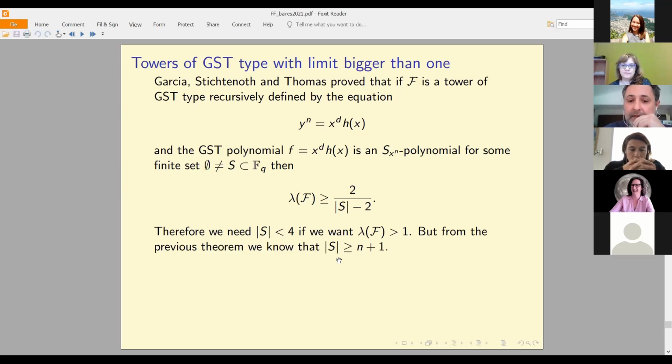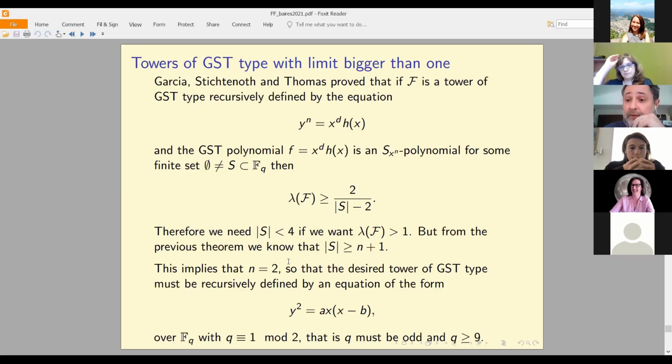But for our results, the set S has to have at least n plus 1 elements. So that means that n has to be equal to 2. With n equal to 1, you don't get a tower. So the only possibility is that n has to be 2. So if you want a tower of Garcia, Stichtenoth, and Thomas good for application in asymptotic problems in coding theory, it has to be a quadratic polynomial, right? And q must be odd and bigger than 9, because our Lenstra result said over a prime field, it doesn't work. So you have to go to at least F9, and the cardinality has to be bigger than n.